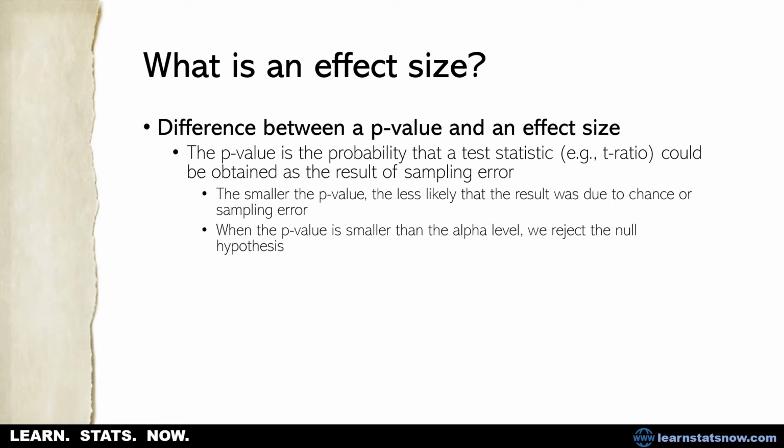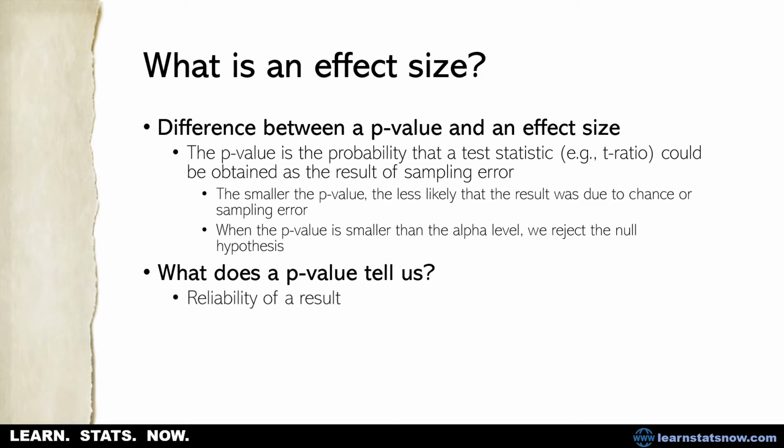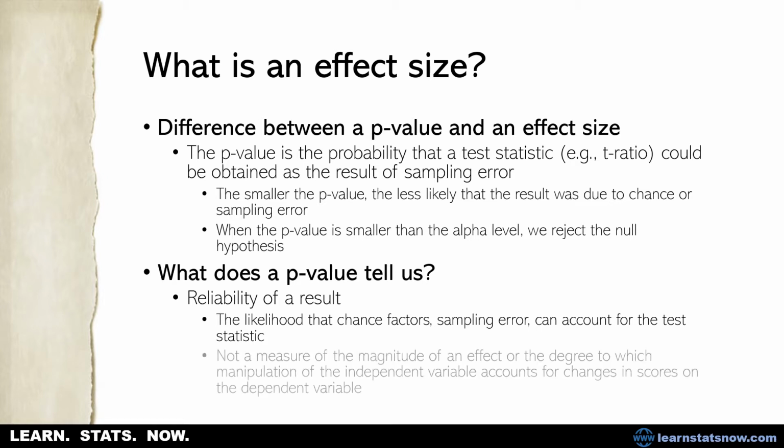Now, when the p-value is smaller than alpha, we reject the null hypothesis. Okay, so that's what a p-value is. So what does it really tell us? What does it communicate? Well, if you think about it, it's really a communication about the reliability of a result. It's really communicating the likelihood that chance factors, sampling error, can account for the test statistic. And obviously, we don't want that to be the case. We don't want sampling error to be responsible for the test statistic.